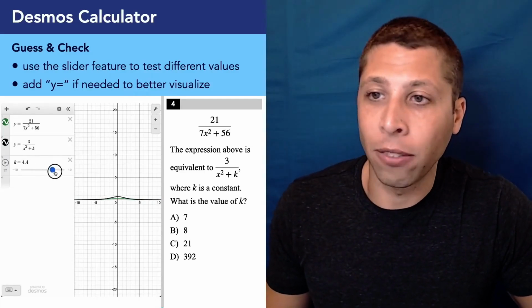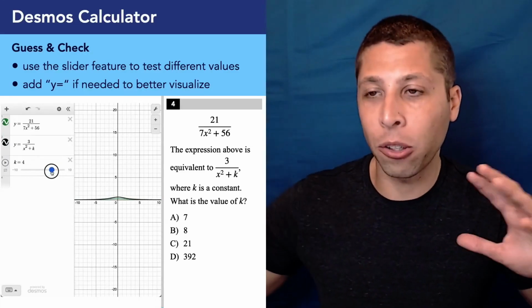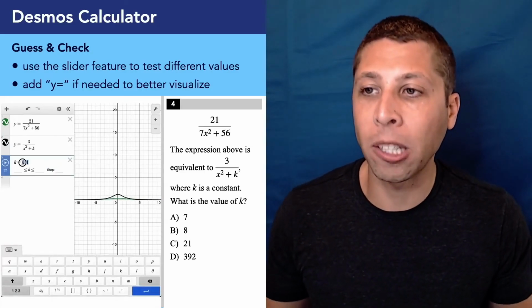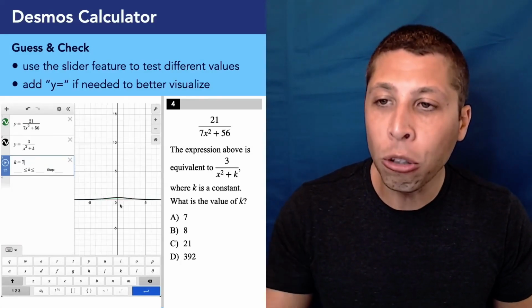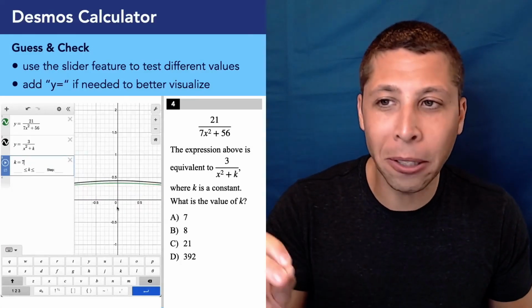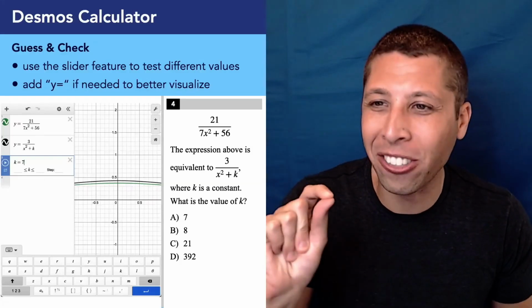And it literally is a slider. If you slide it, you see all the different versions of this equation as if k is different numbers. But we don't want it to be random numbers. Let's try the numbers that are in the choices. So we do 7, and we zoom in. We can see these two expressions are very similar, but look, they're not quite the same. There's just a little difference.